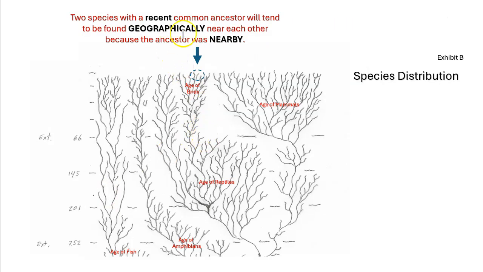Now, two species with a recent common ancestor will tend to be found geographically near each other because the ancestor was nearby.